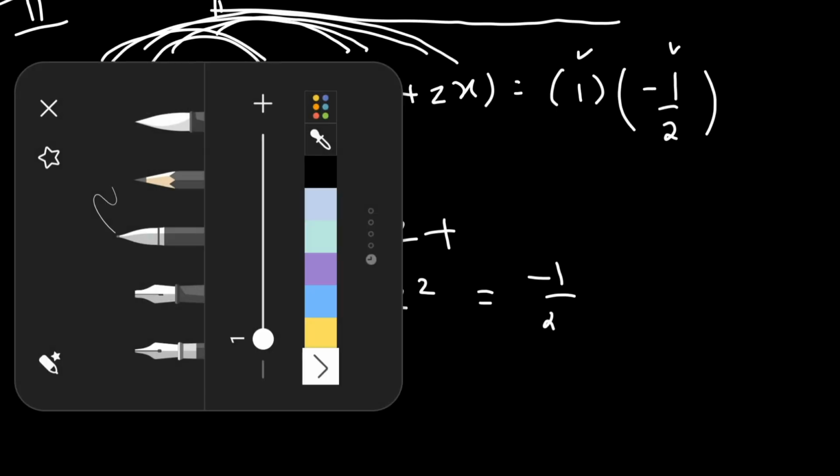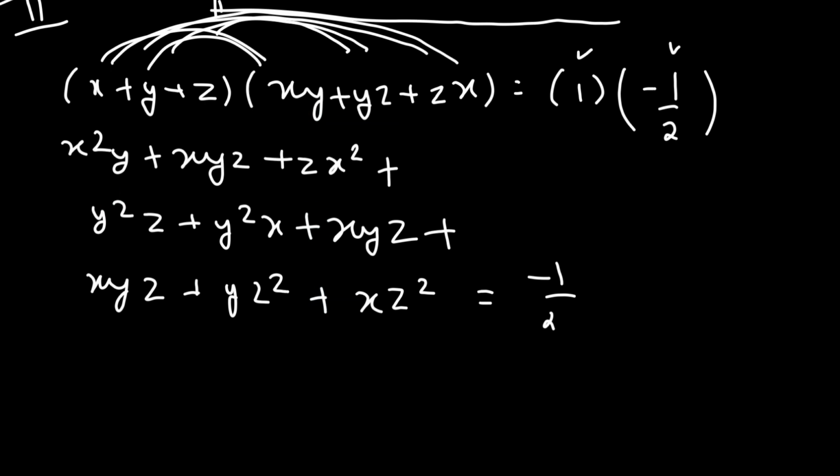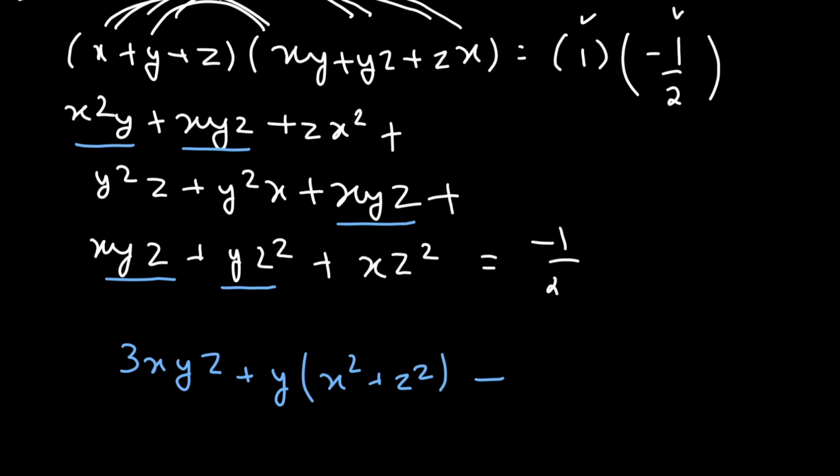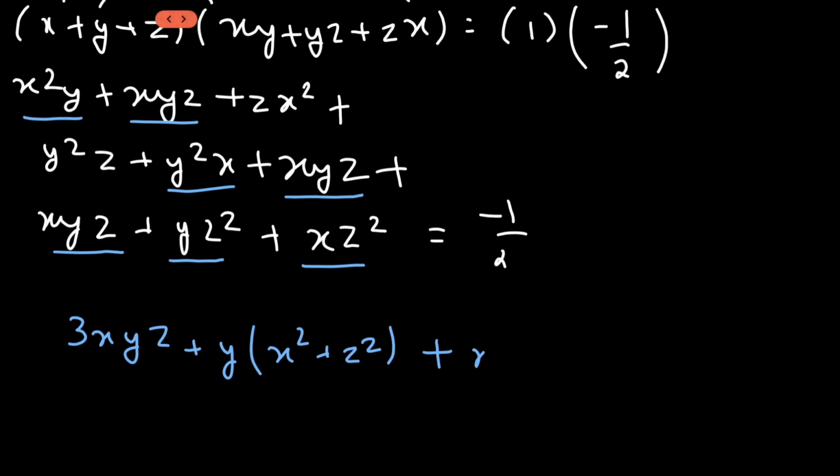Now let us simplify the left hand side. On the left hand side we can see that xyz plus xyz plus xyz becomes 3xyz. Now here we can see that y into x square, and the second thing is y into z square. So I will take y common, and inside the bracket x square plus z square, plus now over here we have x into z square, and over here we have x into y square. So I will take x common, so inside the bracket y square plus z square, plus now over here we have zy square, and here we have zx square.